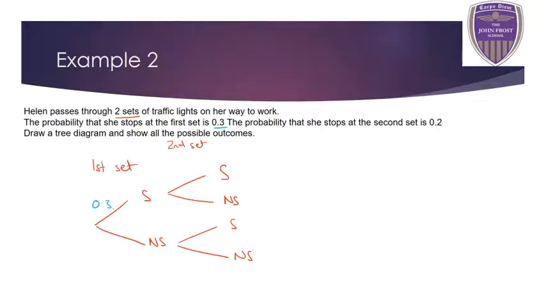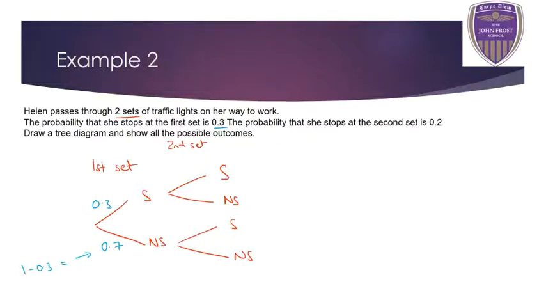So if there's a 0.3 chance that she will stop, hopefully you figured out that there's a 0.7 chance that she will not stop, because those two numbers add up to give you 1, don't they? So if you want to work this out, if you don't understand, just do 1 minus 0.3. Okay, 1 minus 0.3 gives you that 0.7. All right.